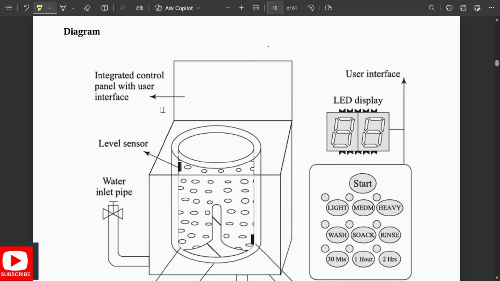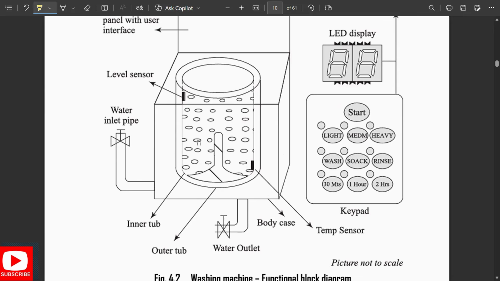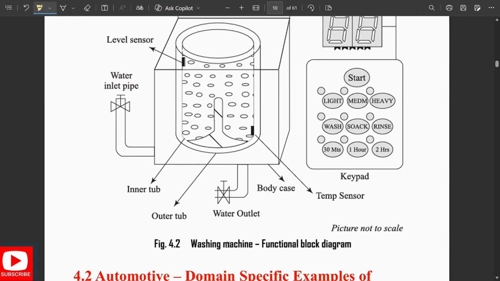So you have to draw this diagram of a washing machine. Here we are given a level sensor and the inner tub, and this is the outer tub, the inlet of the water pipe, and this is the water outlet. It is an overall body case. Here we are having the control panel with the user interface, and you need to mention it separately here. These are the keypad and LED display for the user interface. So finally, the overall washing machine functional block diagram.